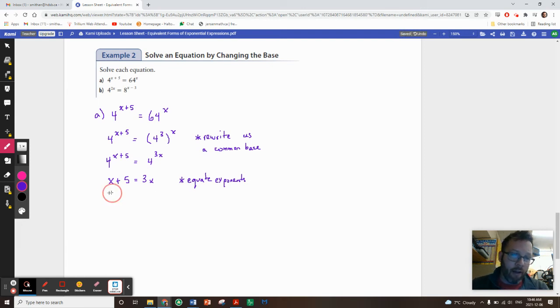And now this is not too bad of an equation to solve. You can bring the x over. 3x minus x is 2x. And you get that x is equal to 5 over 2. Put a box around it. All done.